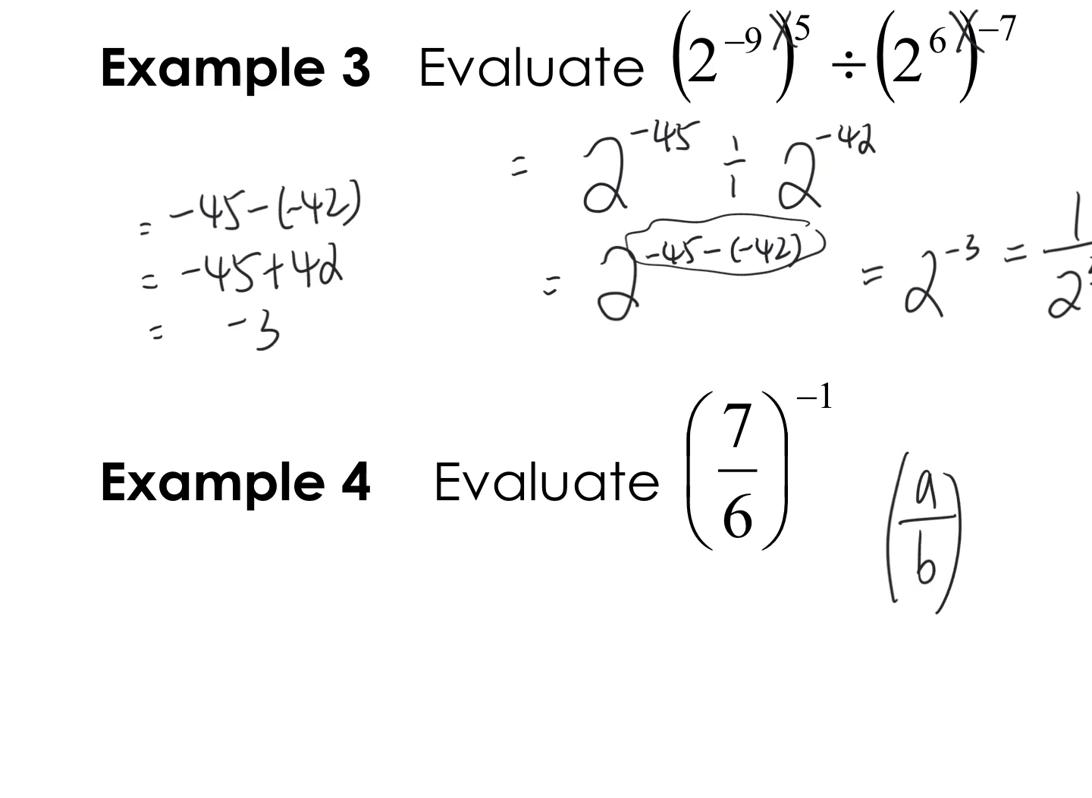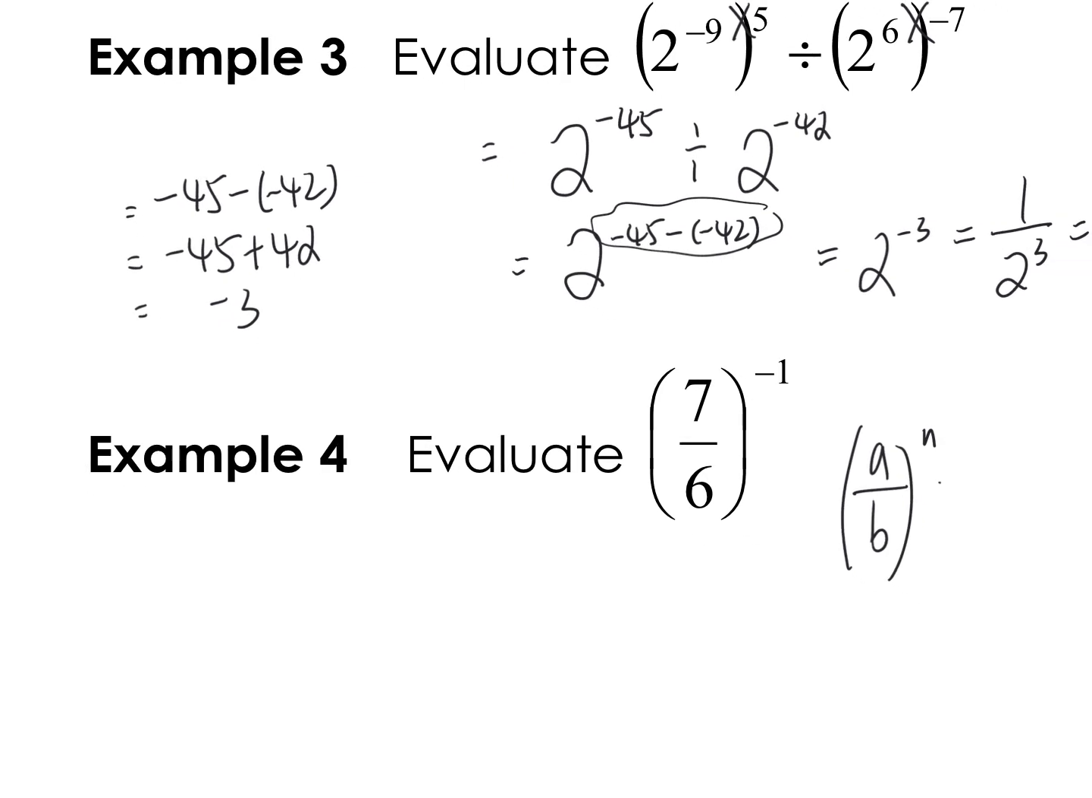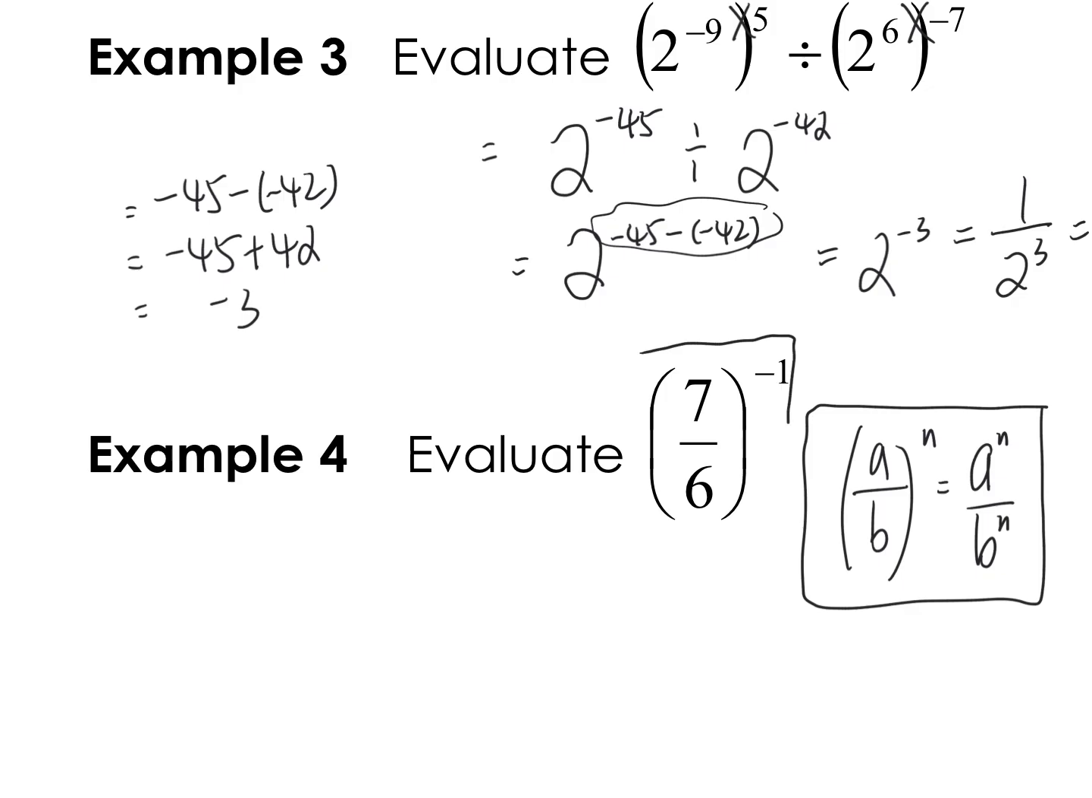Okay, remember, if you have a fraction, both of them should get the same power. This is the law that governs fractions with a power. So if I look at this, what should I get? 7 to the negative 1, 6 also negative 1. Okay, but we don't like to have negative power, right?